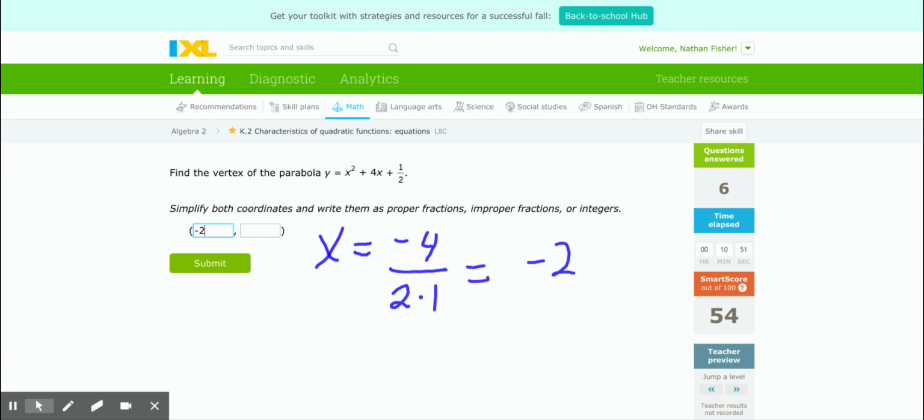So that's my first one. Remember, you can slow down and calculate this if need be. I was going a little quick there. But then I take this and I plug it back in anytime I see an x.